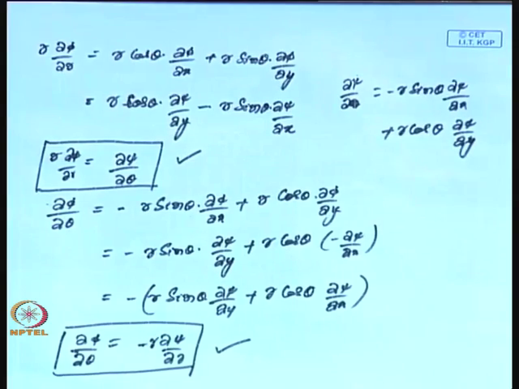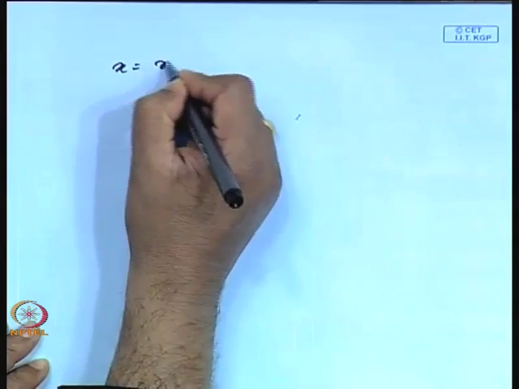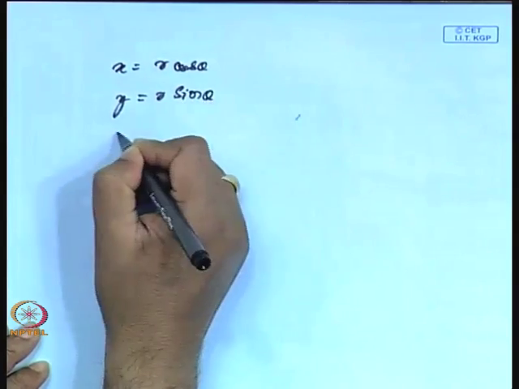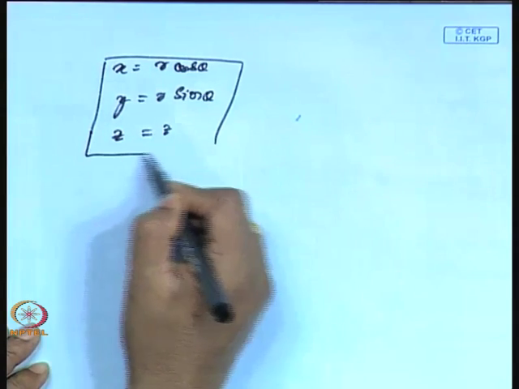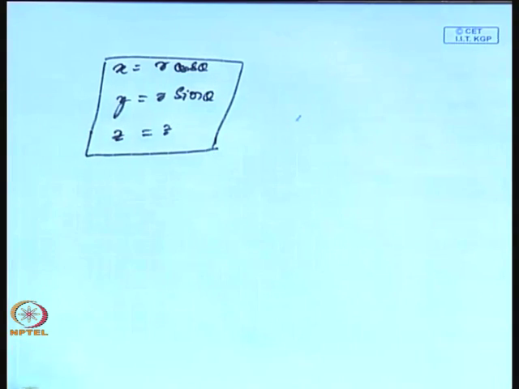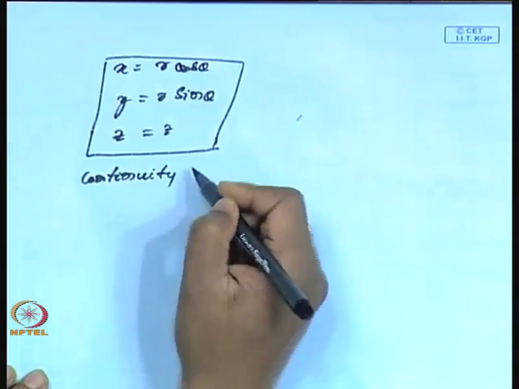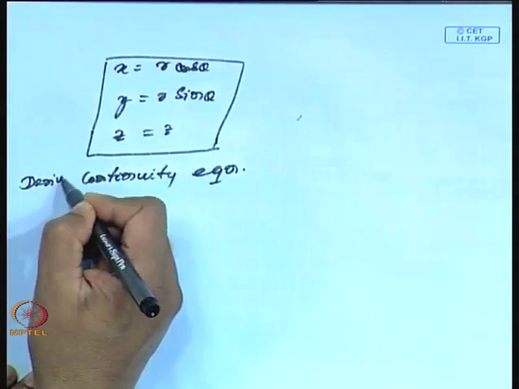In a similar manner, we can ask what happens to the equation of continuity in cylindrical polar coordinate. In cylindrical coordinates we take x is r cos theta, y is r sin theta, and z is equal to z. In a similar manner we can derive the continuity equation. I leave this as homework.